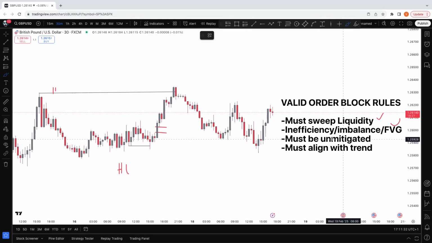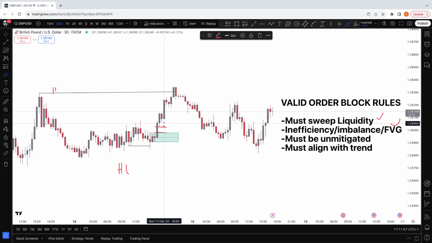The next thing we also need to check is that our order block must be unmitigated. What is unmitigated? It means untouched by price. You can see that price has not reversed to touch this candle. So if, for example, after breaking this high, price retraced to tap this order block before going up, it means the order block has been mitigated.